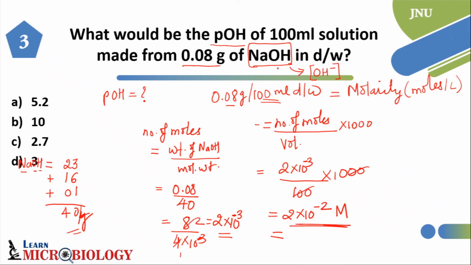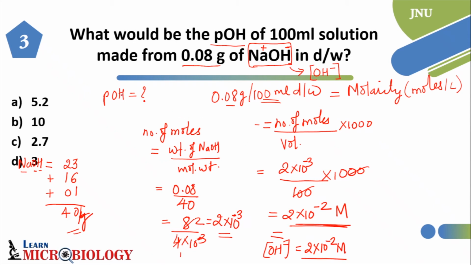Okay, so now from this, how do we find the OH minus concentration? As we know, NaOH is a strong base. So when you prepare a solution of NaOH, it will dissociate to form Na plus and OH minus ions. So the concentration of NaOH is going to be equal to the concentration of OH minus, correct? So each of the Na plus and OH minus concentrations will be how much? It is going to be 2 into 10 raised to minus 2 molar. So from this we can say the concentration of OH minus will be equal to 2 into 10 raised to minus 2 molar, right?